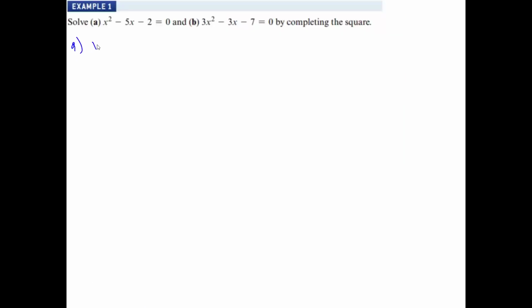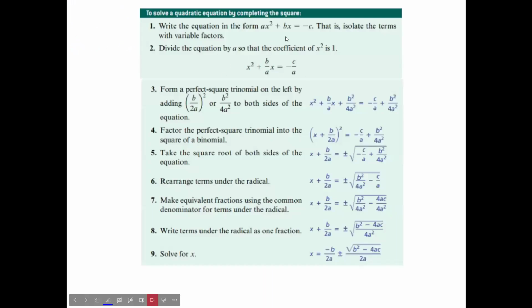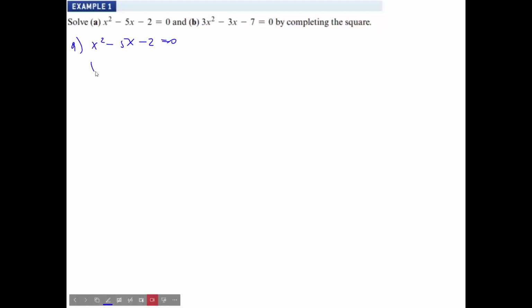So x squared minus 5x minus 2 is 0. The first two steps are useful. The first step is to take C to the other side, of course changing sign. Then the second step, you need to make A 1. So you divide everything by A. So x squared minus 5x equals 2. A is 1, so we are okay, right?